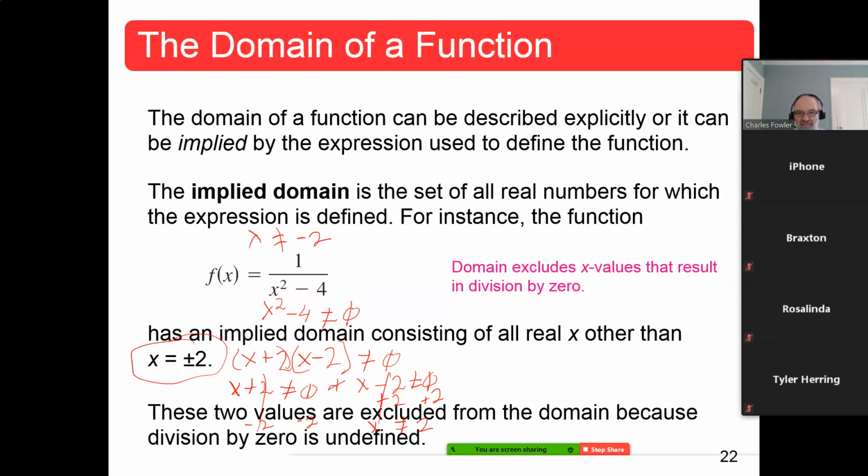It's just that other than is their negation. I say not equal to. There's my negation. Those two values are excluded from the domain because division by 0 is undefined.